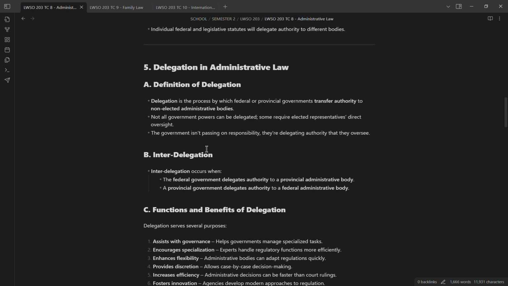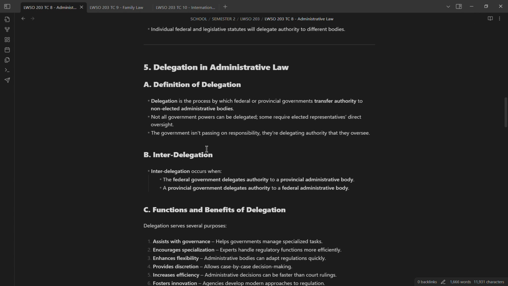Delegation in administrative law. So, one, what is delegation? Delegation is the process by which federal or provincial governments transfer authority to non-elected administrative bodies. Not all government powers can be delegated. Some require elected representatives' direct oversight. Additionally, the government isn't passing on responsibility. They're delegating authority that they oversee.